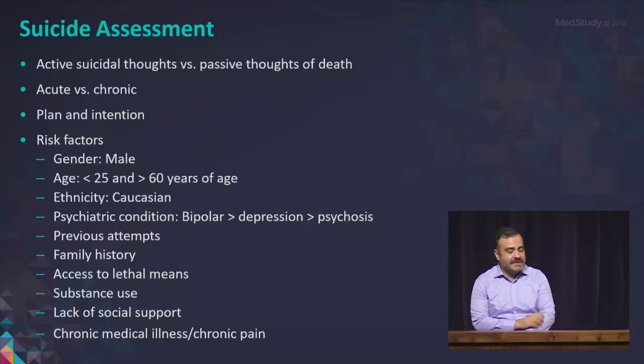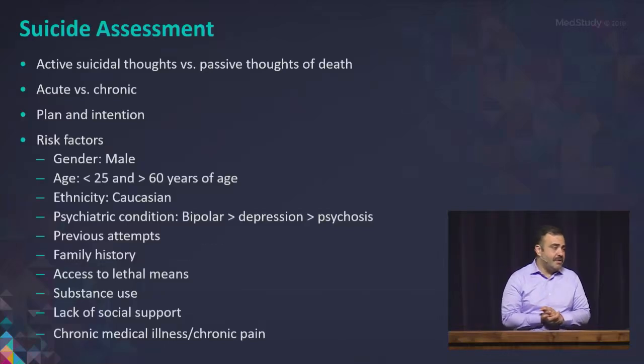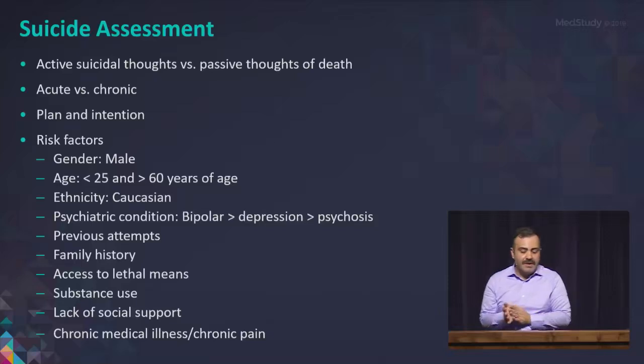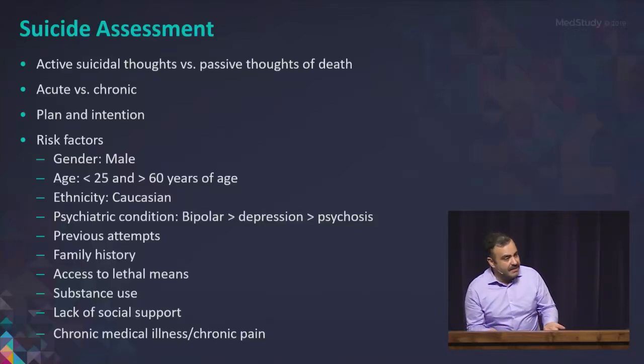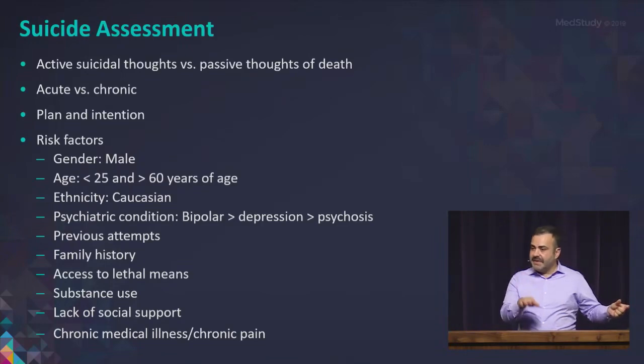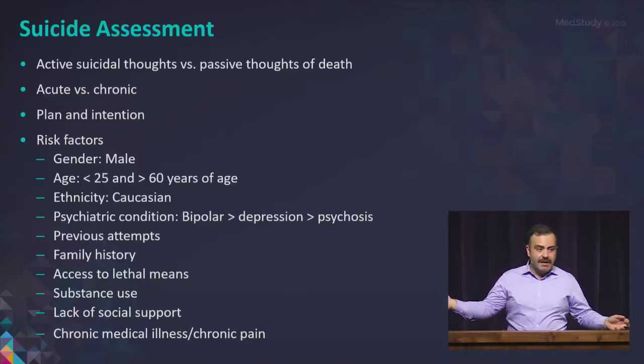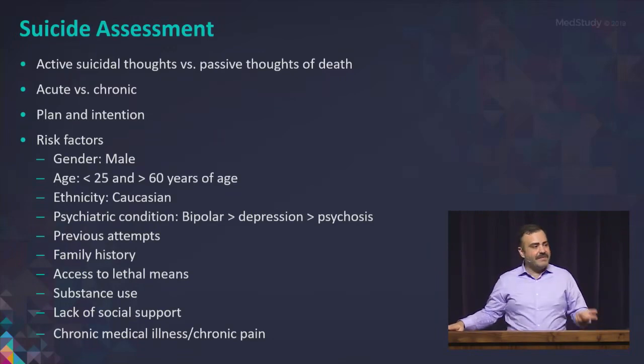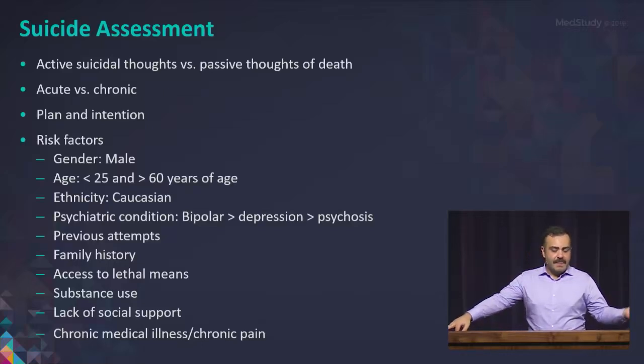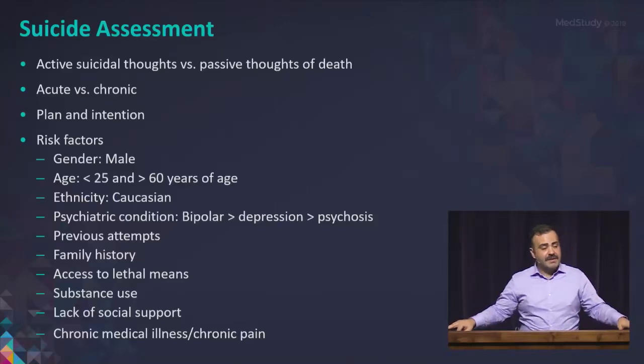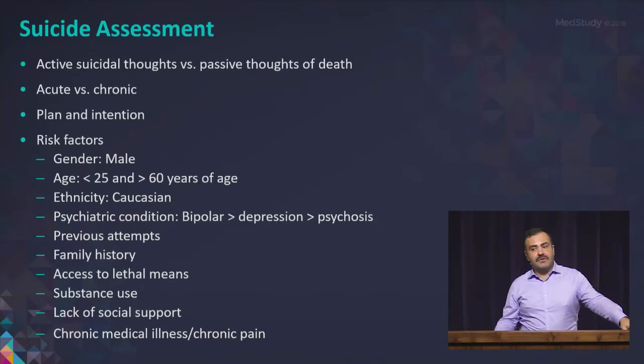Male gender is a big risk factor. The chance of suicidality goes up at age below 25 or age above 60. It's more common in Caucasian patients. In terms of psychiatric conditions, bipolar is actually at higher risk than depression, and higher risk than other psychotic disorders. The number one, most important risk factor in assessing suicide risk is previous attempts. Also family history of suicide, access to lethal means, substance use, and lack of social support or ongoing chronic medical conditions are key risk factors.